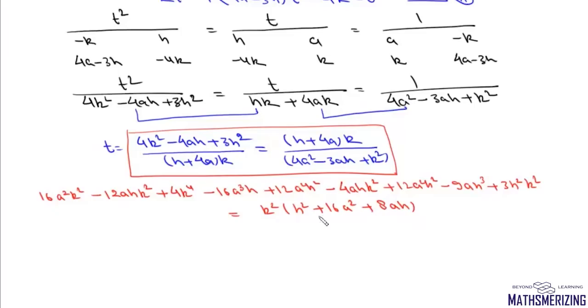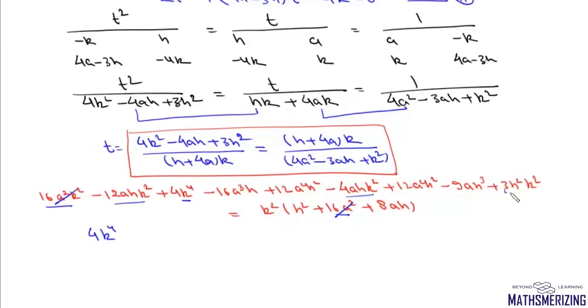Now from these two sides, 16a square k square and 16a square k square will cancel. Now we'll take terms of k together. So it will be 4k to the power 4, and then we'll have minus 12ah k square minus 4ah k square.